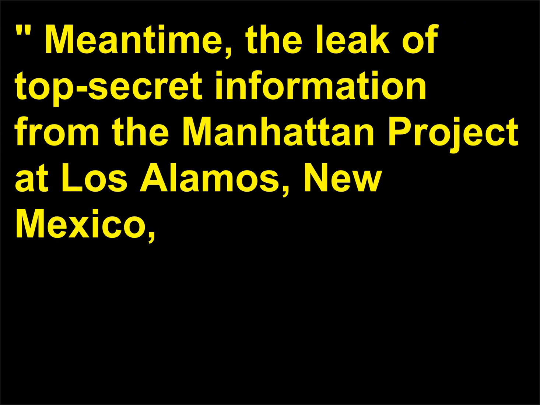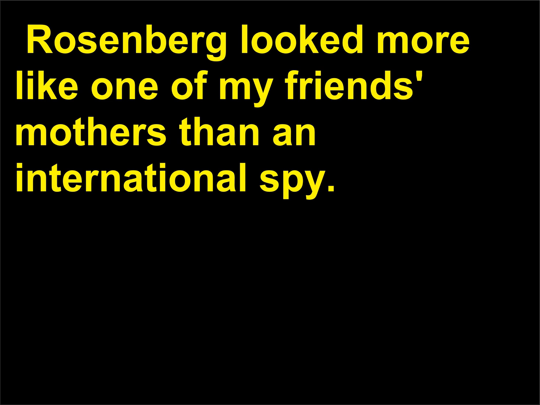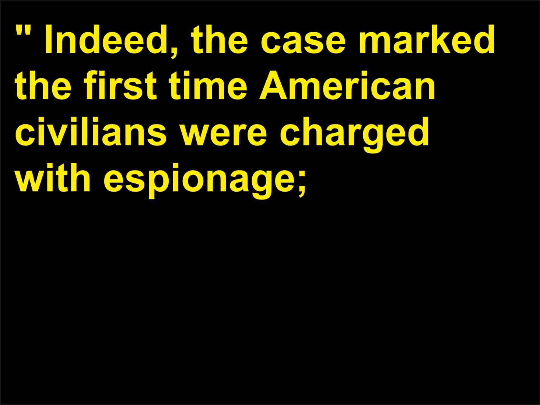Meantime, the leak of top-secret information from the Manhattan Project at Los Alamos, New Mexico, was traced to New York City machine shop owner Julius Rosenberg, his wife, and her brother, David Greenglass. Historian Doris Kearns Goodwin writes that the short, plump Mrs. Rosenberg looked more like one of her friend's mothers than an international spy. Indeed, the case marked the first time American civilians were charged with espionage. And the trial made international headlines.